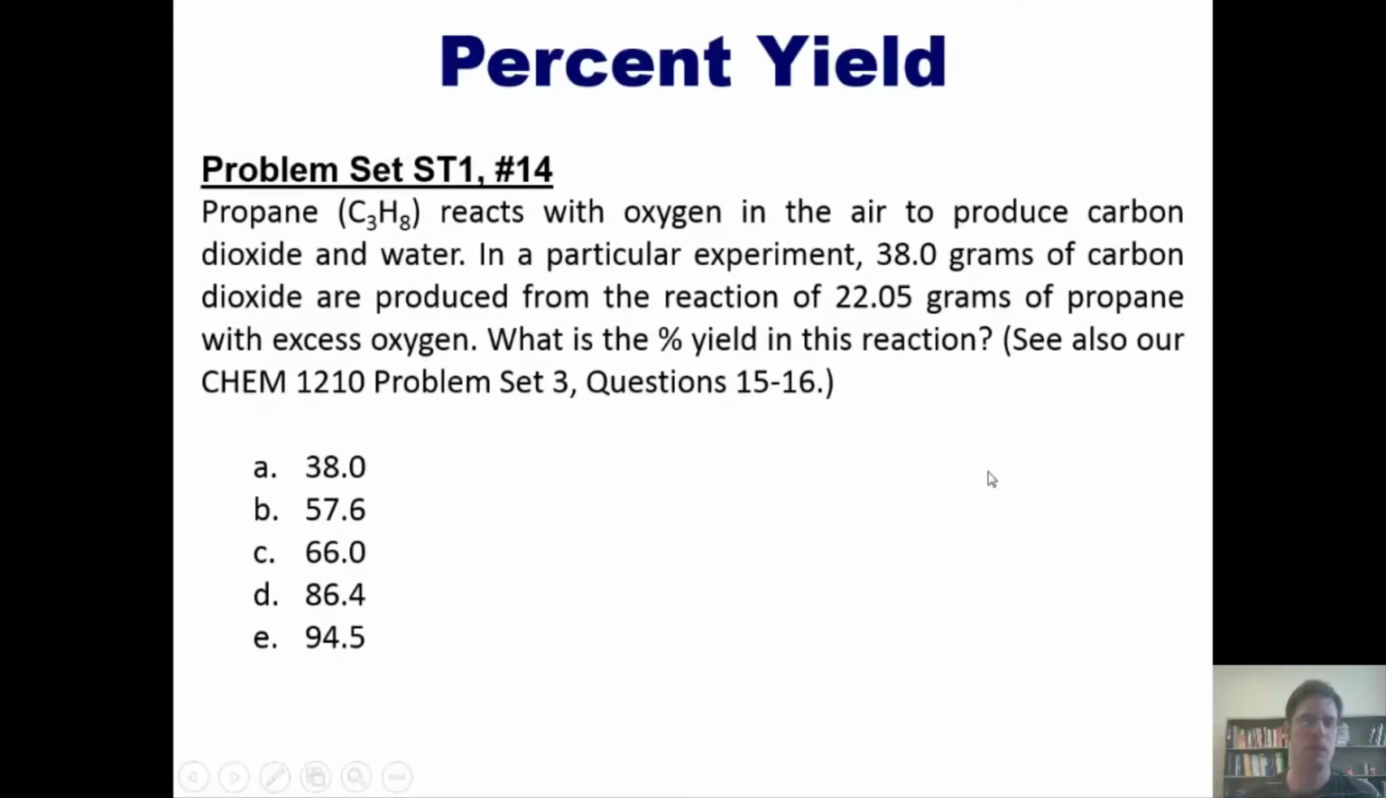Next, propane, whose formula is shown here, reacts with oxygen in the air to produce carbon dioxide and water. Incidentally, the equation isn't shown here, so you have to be able to write out that equation and balance it. In a particular experiment, 38 grams of carbon dioxide are made from the reaction of 22.05 grams of propane with excess oxygen. What is the percent yield in this reaction? Incidentally, it tells you that the oxygen is in excess, so you know that the limiting reactant is your propane.